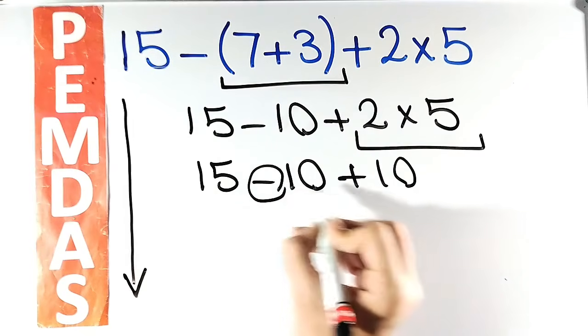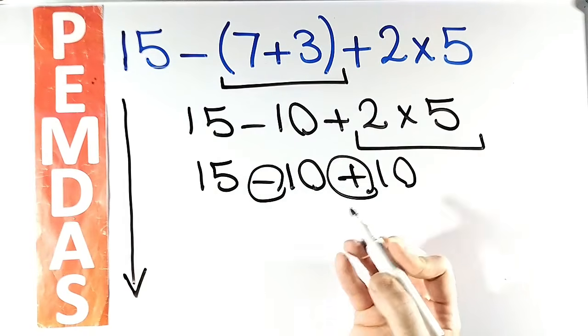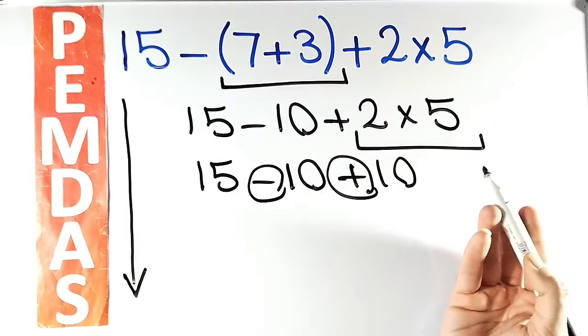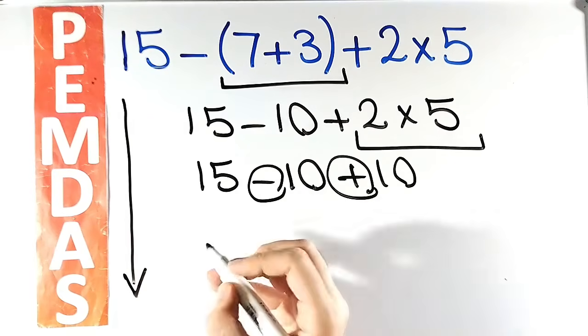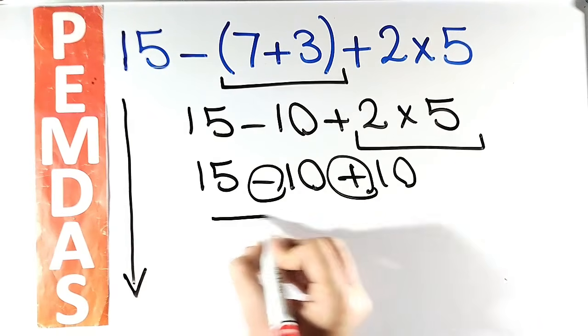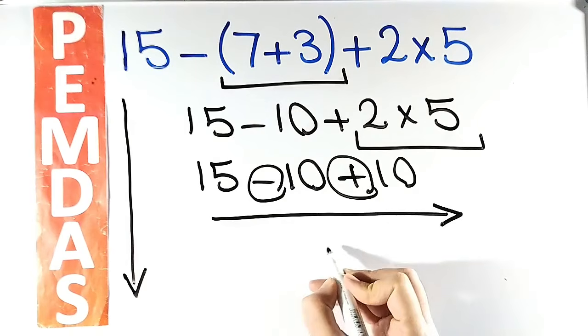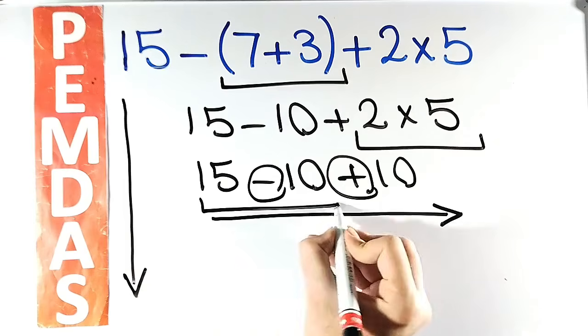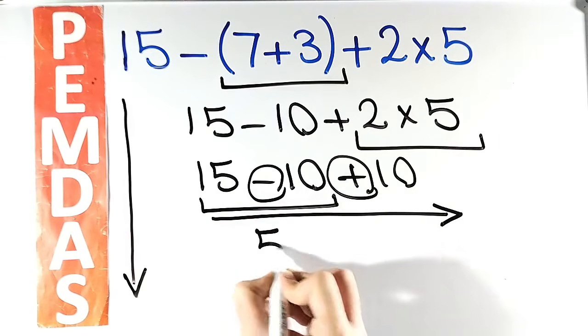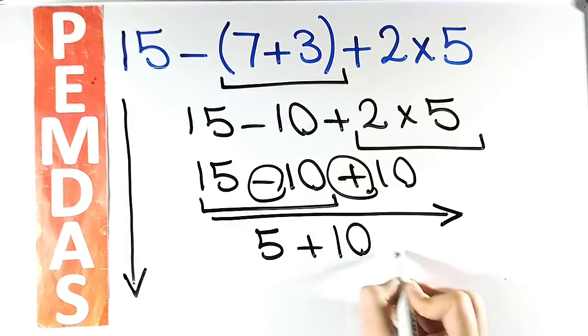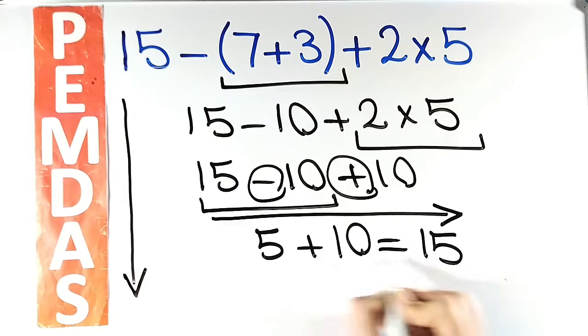Then, we go for the subtraction and addition. However, it's really important to understand that addition and subtraction also have the same level of priority, and we must perform these two operations from left to right. So, first we go for the subtraction between 15 and 10, and write this expression as 5 plus 10, which finally gives us the answer 15.